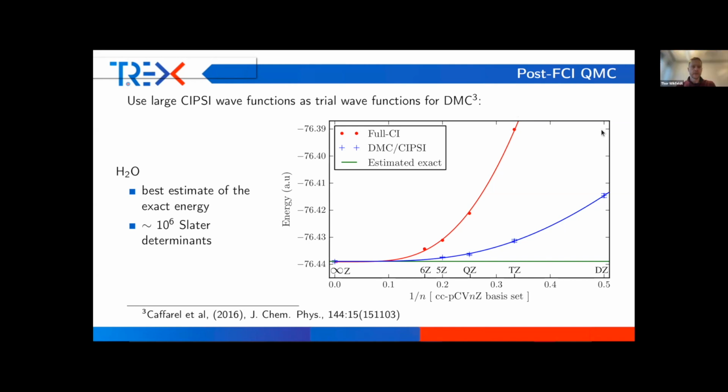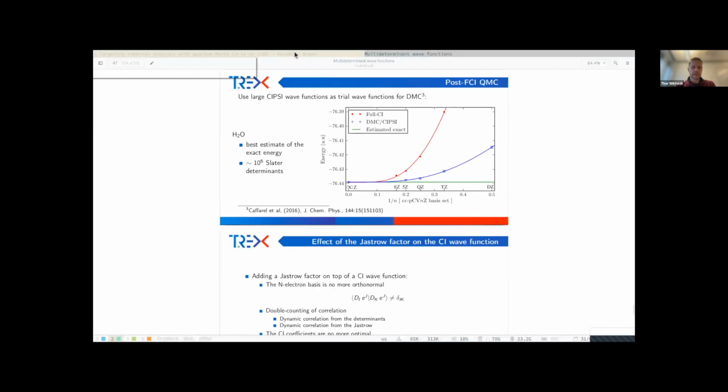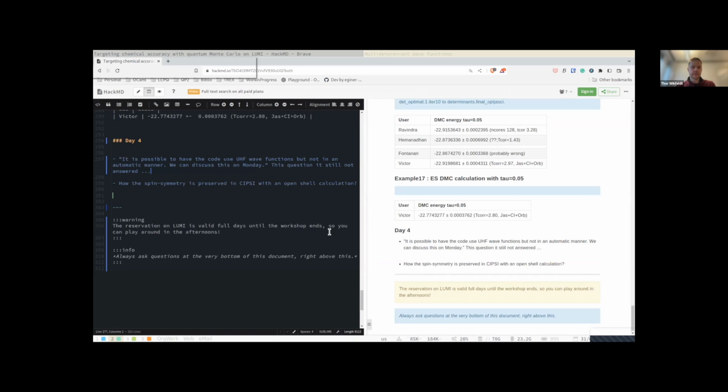A quick question, Anthony. Yes. From HackMD: how is the spin symmetry preserved in CIPSI with an open shell calculation? So with an open shell calculation, every time you include all the determinants that are necessary to have an eigenfunction of S squared, so the spin symmetry is obtained automatically when you diagonalize the Hamiltonian. It's similar to working in a CSF basis.